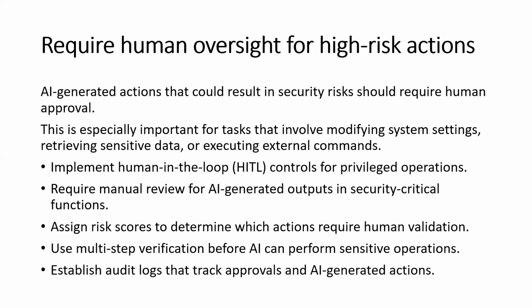The next is require human oversight for high risk actions, right? So here you have to implement one very essential thing, that is called human in the loop. Okay, that's very important, right? We know that AI is going to generate output. Many times there are lots of concerns, right, with respect to accuracy, with respect to the data it shows, right? So always it should be verified, right? Always implement human in the loop, right, especially for privileged operations.